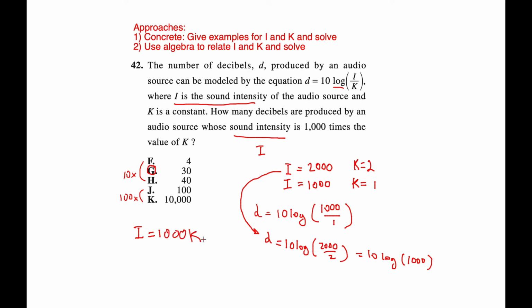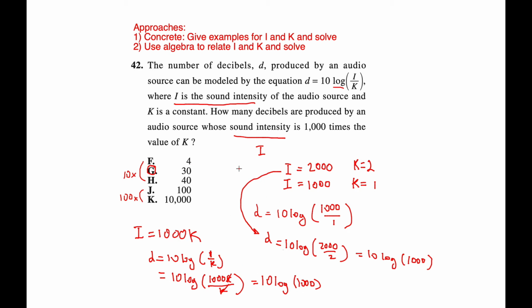And then we can go back to that equation that D is equal to 10 log I divided by K. And we can just substitute in this I value, which is the same as 1,000 K, for the I value here. So this is going to be the same as 10 times log of 1000 K divided by K. And the K in the numerator and denominator will cancel out. So this becomes 10 log of 1000, which, as we've seen in the previous examples, simplifies to 30. So we end up getting the same answer.